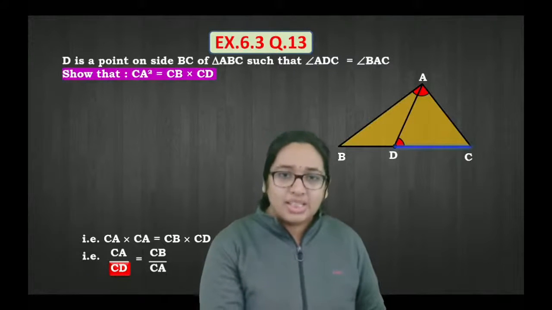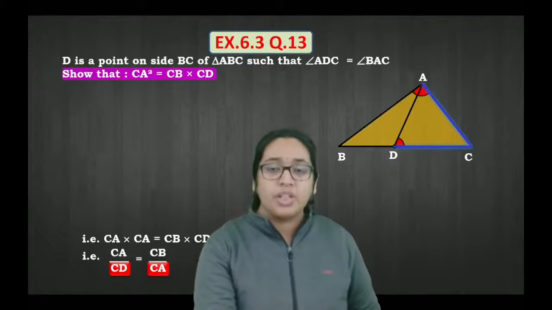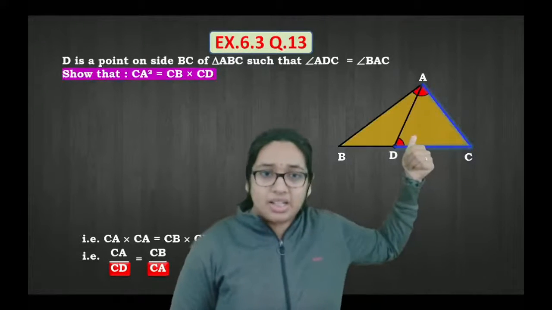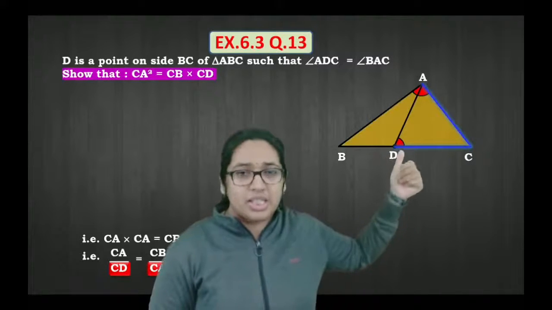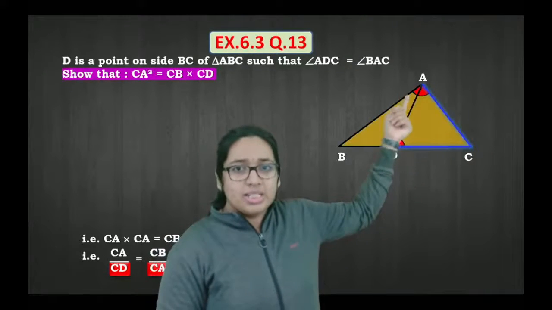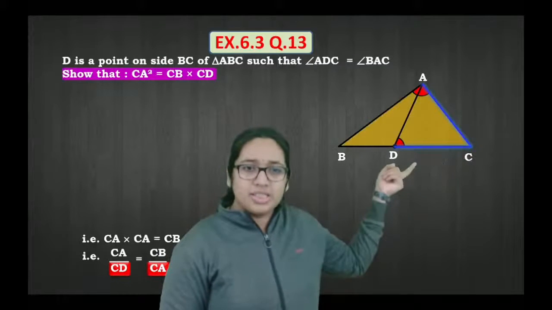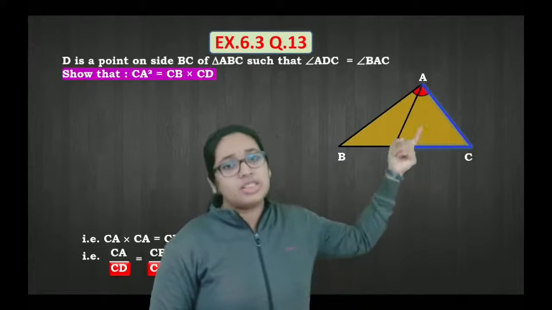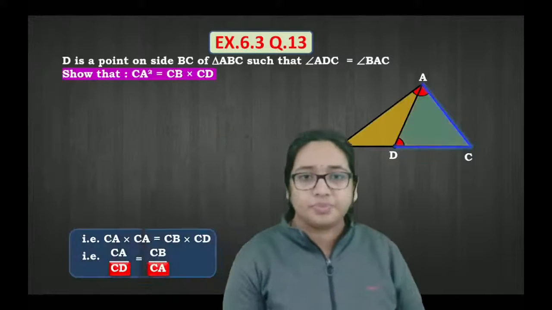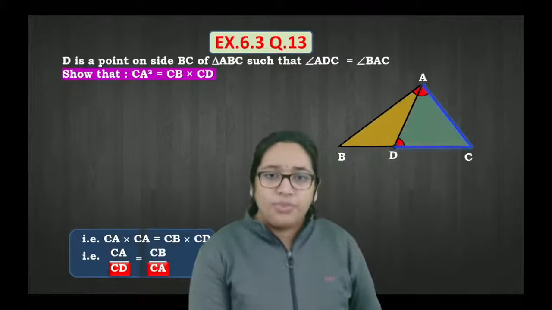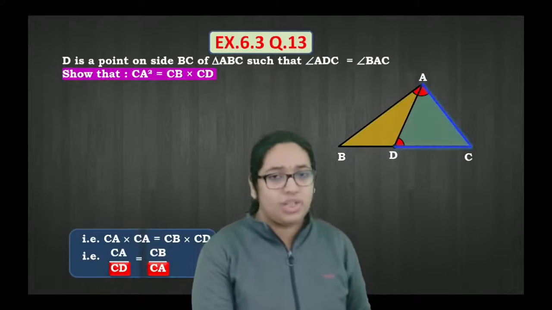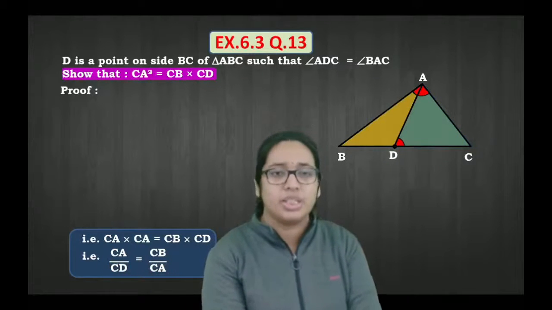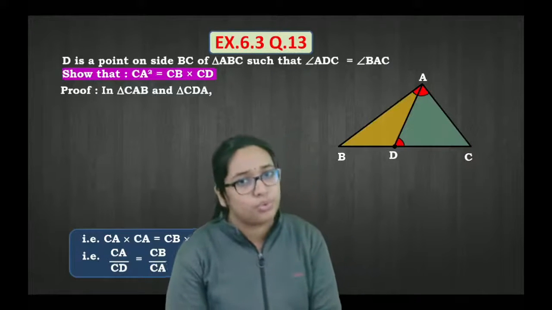So if we have to prove this one, first we checked where our CA will be, that is CA upon CD. Your LHS is the same, right? CA upon CD. What you have to prove is CB upon CA. If we can prove this one, then we have proved the required result, that is CA square is equal to CB into CD. So we start with the actual proof.